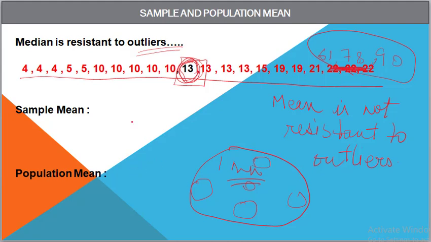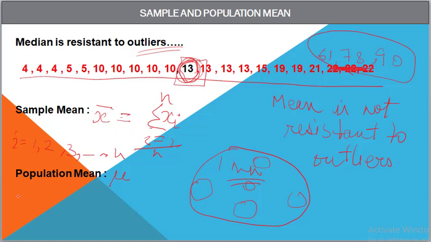In the data science world, a sample mean is always denoted by a small x and a bar. This is how it is shown. The population mean is always denoted by a special symbol, which is mu. So the sample mean, x bar, is the summation of xi, where i is equal to 1 to n, divided by n. Here xi can be 1, 2, 3, 4, going up to n.